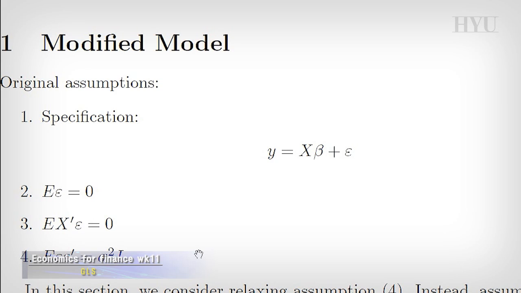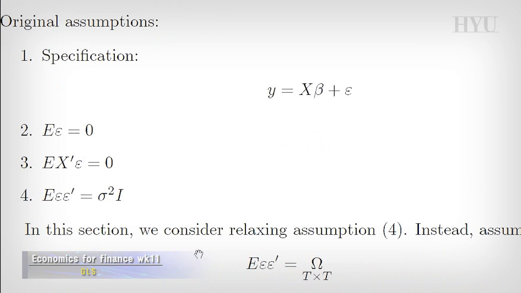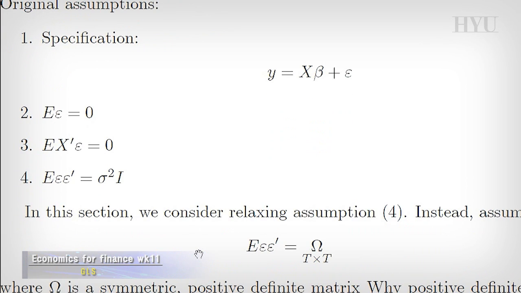And then the previous specification such that epsilon epsilon prime is sigma squared I. So basically error terms are not correlated with each other across different observations, and for each observation, the regression error has the same variance. Okay. So that was the assumption, and we want to relax assumption number 4. So in this section, we consider relaxing assumption 4.